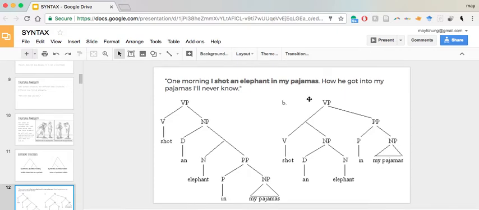Here in B, we have one big verb phrase, and the verb phrase fits into another verb phrase and a prepositional phrase. The verb is shot, the noun phrase is an elephant, and then in my pajamas is in a prepositional phrase. So try to figure out which one is which. What does "I shot an elephant in my pajamas" mean? What are the different meanings depending on which tree?